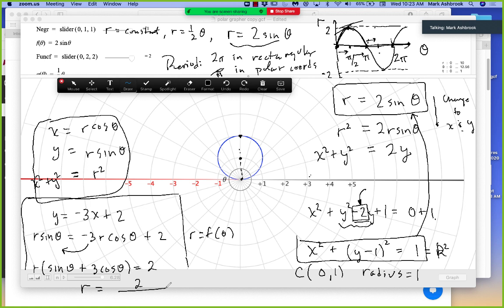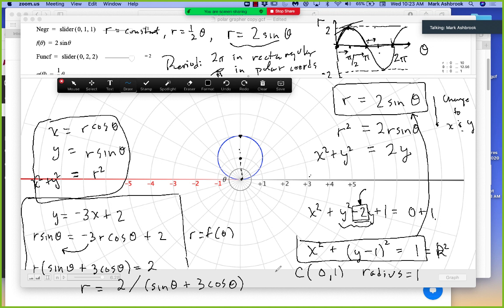2 divided by sine theta plus 3 cosine theta. So how's that? Is that a user-friendly equation in polar coordinates? 2 divided by sine theta plus 3 cosine theta. No, it's gross.